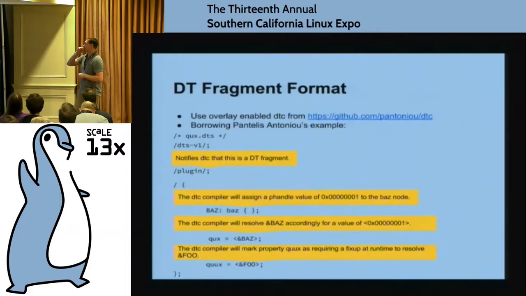So Pantelis Antoniou did all this work. He's got a DT overlay-enabled DTC on his GitHub page, and so you need to use that to get this syntax. The way it works is there's the plugin identifier, and that notifies DTC that it's processing a fragment instead of a full device tree source.